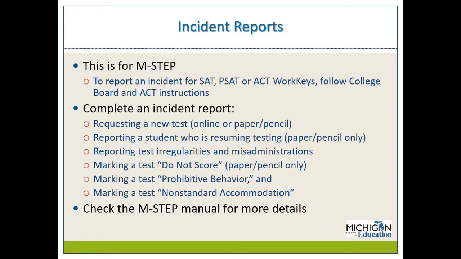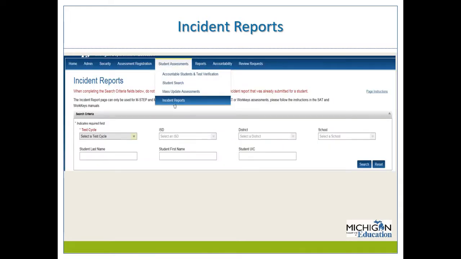For the M-STEP, you would want to submit an incident report to request a new test, whether it be paper and pencil or online, to report a student that will be resuming testing for paper and pencil, reporting test irregularities and misadministrations, or to have a test marked as a prohibited behavior. You can find more details about when an incident report should be submitted in the M-STEP Test Administration Manual. To access the incident report, go to the Student Assessments menu and click on Incident Reports.